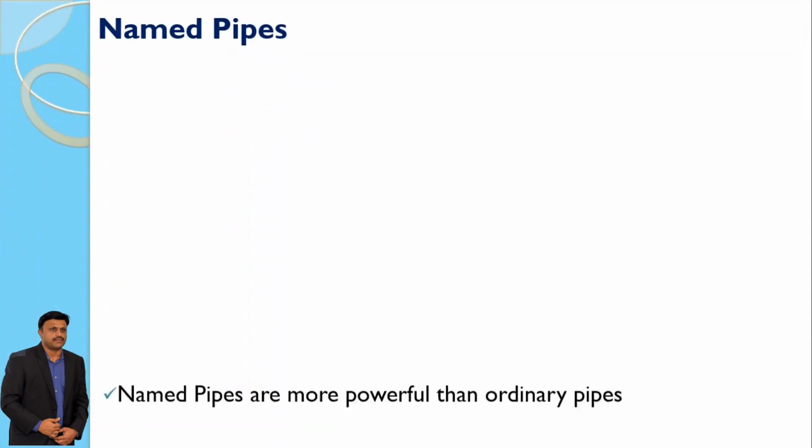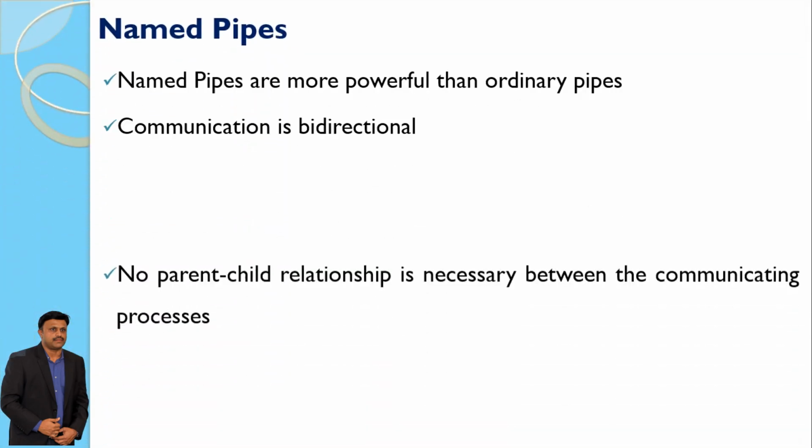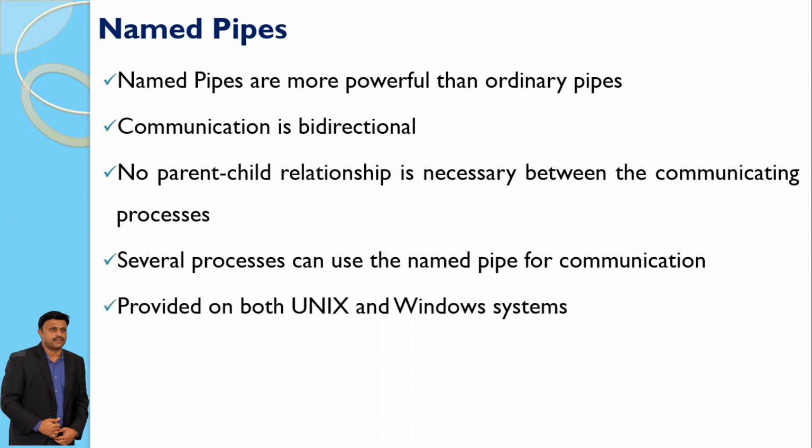Ordinary pipes allow communication in a standard producer-consumer style. The producer writes to one end, the write end, and the consumer reads from the other end, the read end. Ordinary pipes are unidirectional and require a parent-child relationship between communicating processes.